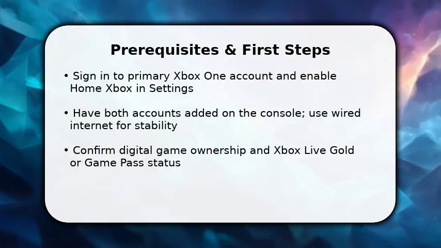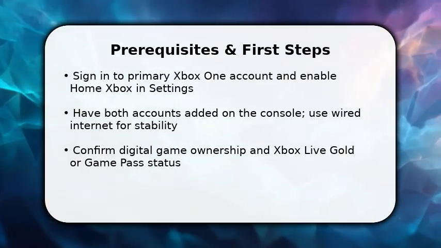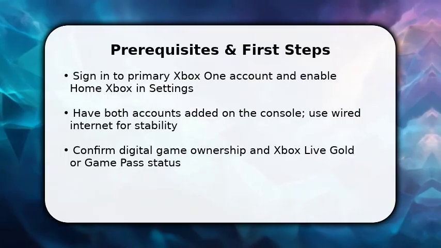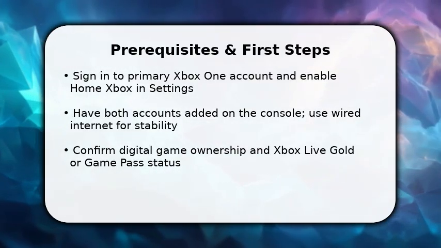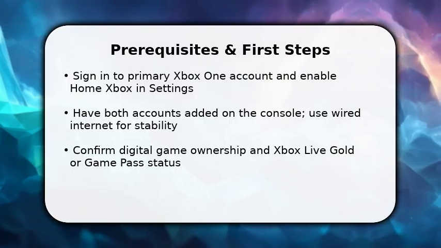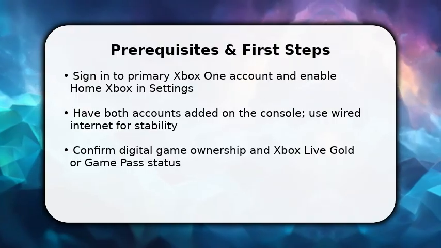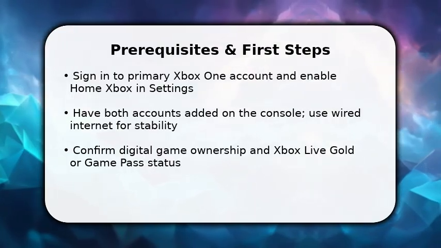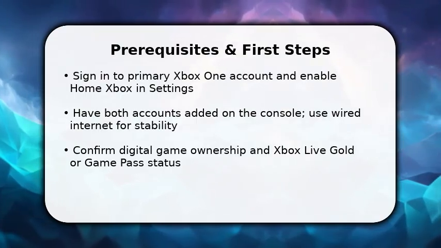You start by preparing both accounts and the console. Sign into the primary account that owns the games, go to Settings, Personalization, My Home Xbox, and select Make this my home Xbox. This grants shared access. Once done, add the secondary account to the same console so it appears in Guide, Add New. Make sure the console is online and you have the account passwords ready. This prevents interruptions during license sharing setup.